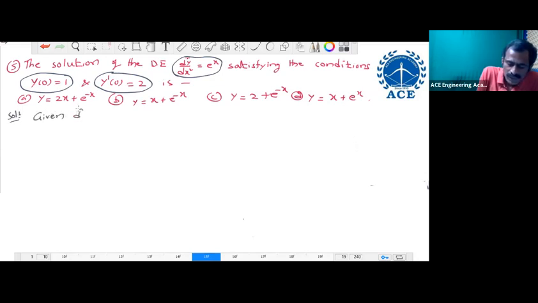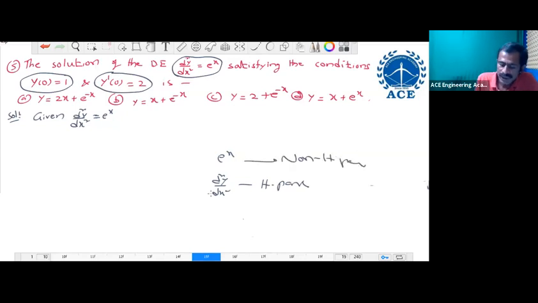Given d square y by dx square equal to e power x. If we compare this problem with the previous problems, there is one difference regarding this equation. On the non-homogeneous part, we have only a single term, exponential. In the homogeneous part, we have a single term, d square y by dx square. This is the homogeneous part, and this is the non-homogeneous part. Each contains only a single term.